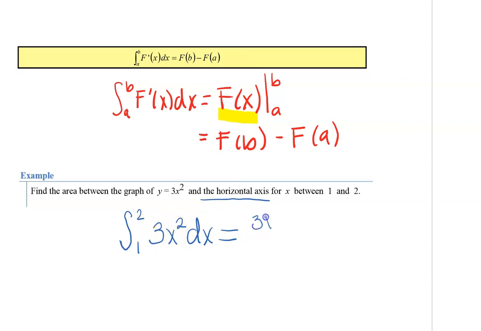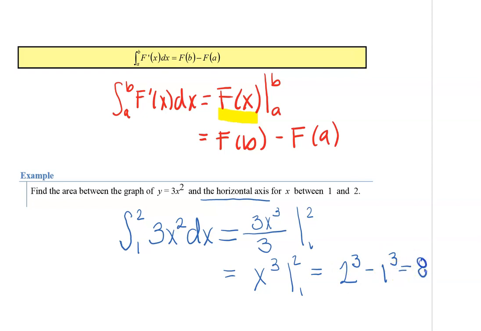So I'm going to add 1 to the exponent and divide by the new exponent, and we're integrating from 1 to 2, so new notation here. Clean this up, this gives me x cubed integrated from 1 to 2, and then actually plug it in. 2 cubed minus 1 cubed, that gives me 8 minus 1 to give me 7.